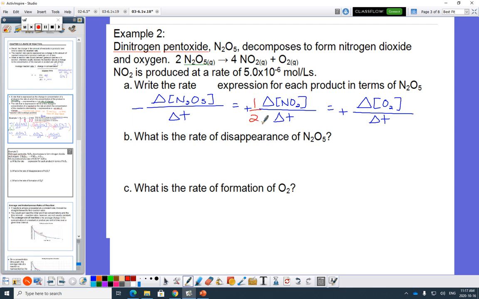It is half, yes. Okay, so then once you're done, say it again. The rate of consumption of N2O5 is half the rate of production of NO2. Okay? And then this one now is going to be, yes. So the rate of consumption of N2O5 is twice as fast as O2 is produced.